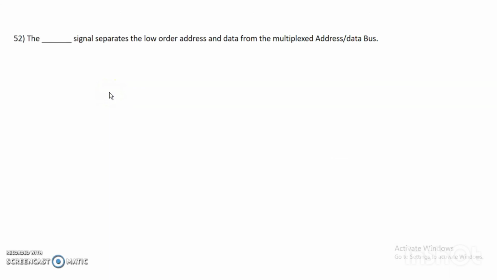Bit number 52, the dash signal separates the lower order address and data from the multiplexed address data bus. So the answer for this one will be address latch enable. The signal address latch enable is used to separate the lower order address and data from the multiplexed address data bus. So hope you understand.